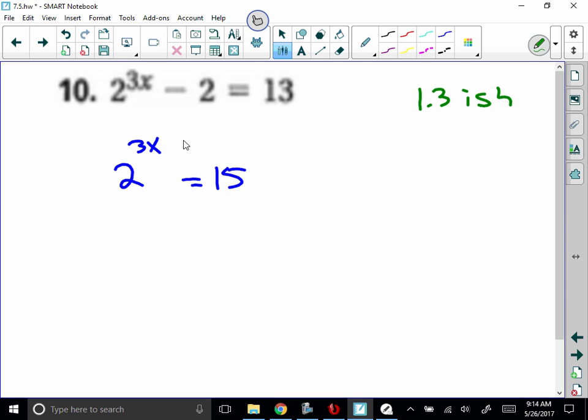So what's our little trick to solve this? Well, we can't change 15 into base 2 easily. So I guess the only other alternative we have is to rely on our skills.